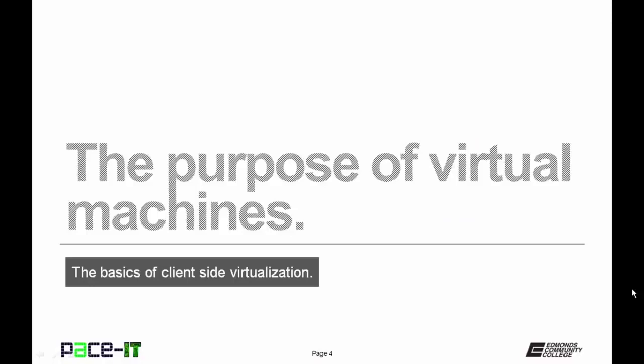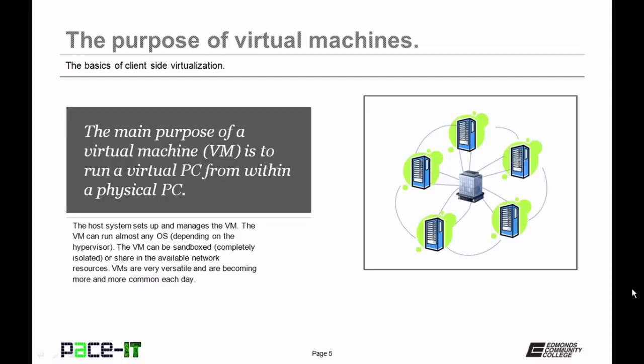So we begin by talking about the purpose of virtual machines. The main purpose of a virtual machine is to run, guess what? A virtual PC from within a physical PC. The host system sets up and manages the VM. The VM can run almost any operating system, and it can be either sandboxed, which means completely isolated, or it can share in available network resources. Virtual machines are very versatile and are becoming more and more common every day.